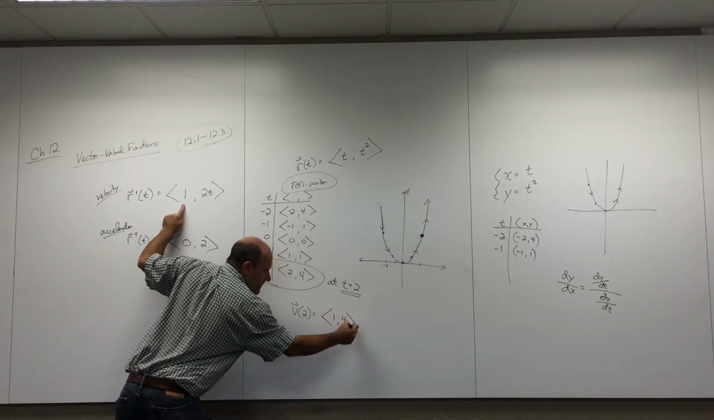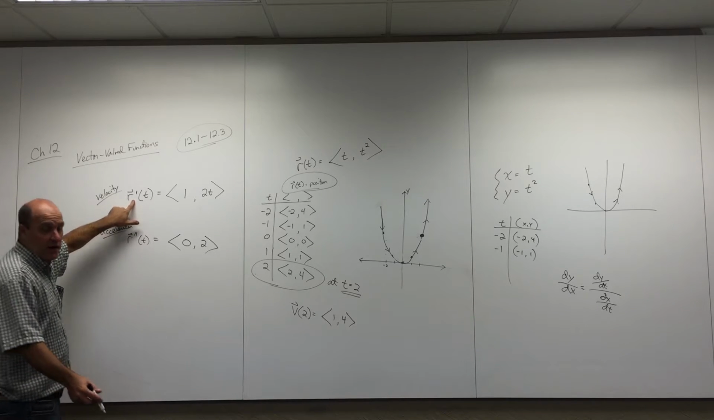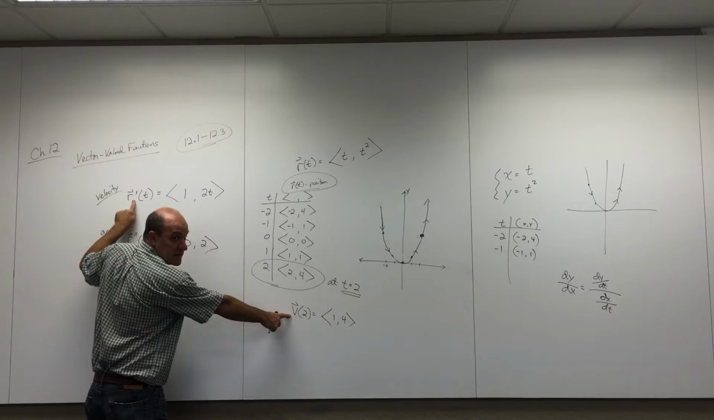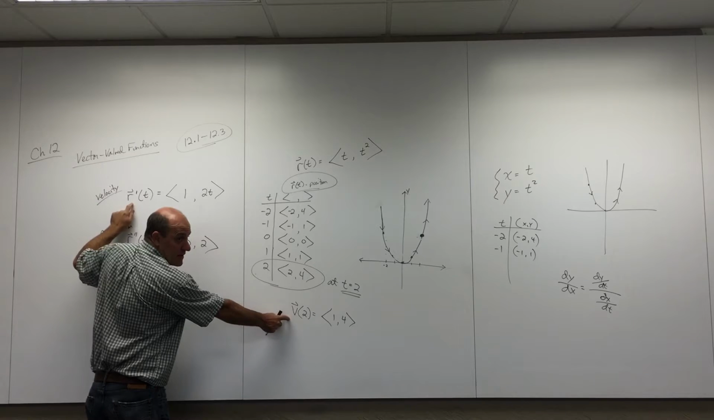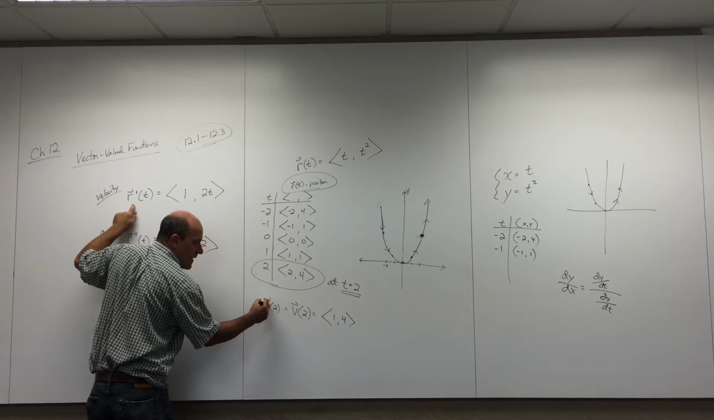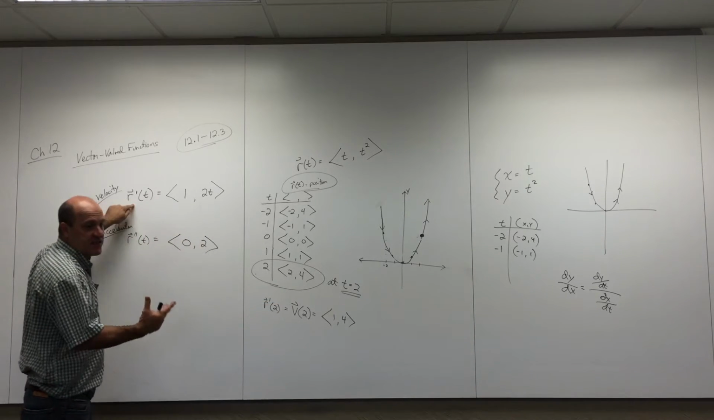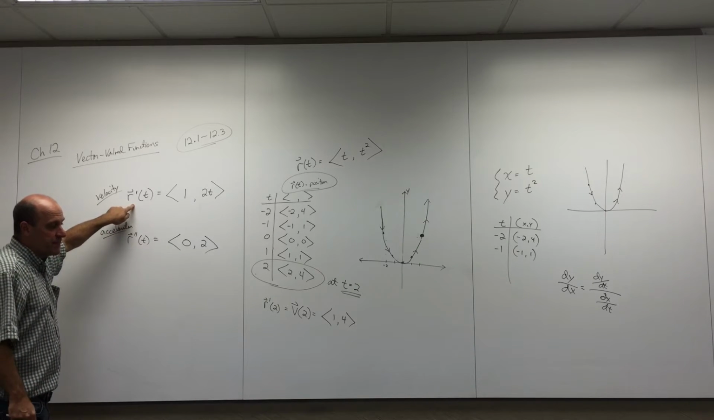1, 4. Yeah. Now look what I called it. I changed the name. It was r prime. What did I call it? V for velocity. I mean, I don't know. I can talk either way, right? I could call it r prime of 2. We are using this little vector symbol on these guys because these are vector-valued functions.